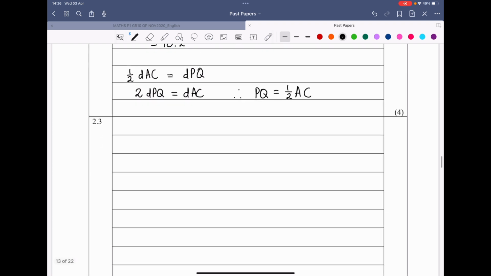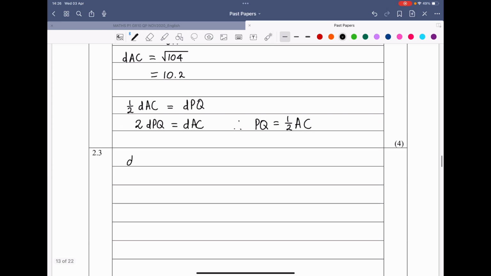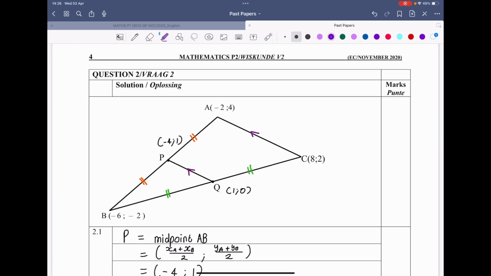Okay, and then next we're asked to find the perimeter of the triangle ABC. So I've already found the length AC, which is great. So AC equals 10.2. So I already have this in the perimeter. And then I'm going to need to find these two lengths as well to add them together.